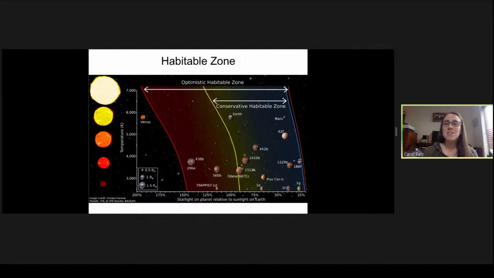Now, of course, we know that if planets have a really thick atmosphere, they might have a greenhouse effect that would warm their surfaces. It might push a planet that might have otherwise been in the optimistic habitable zone out of it, like, for example, with Venus. Or it might take a planet that was a bit on the edge of being too cold and help push it into the habitable zone.